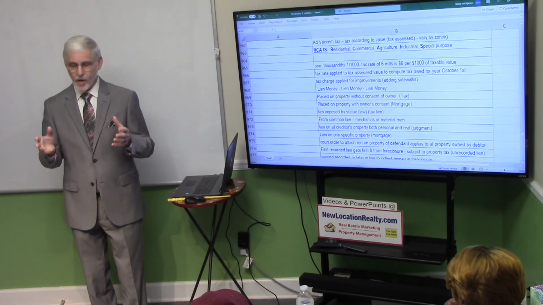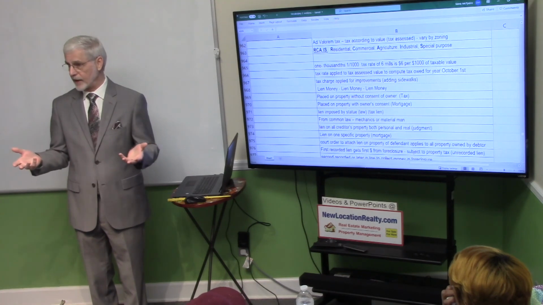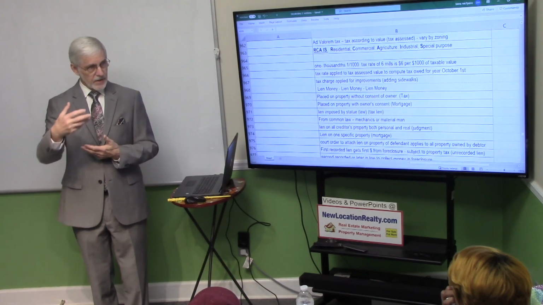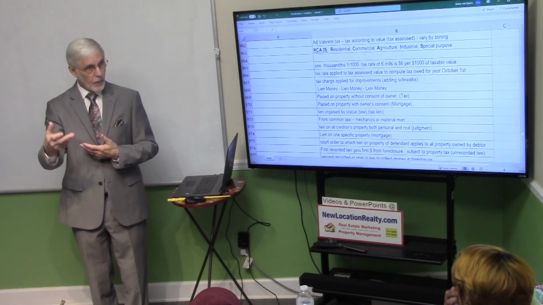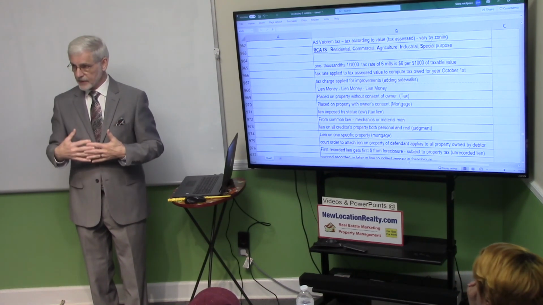Property tax is always there. It's always an unrecorded lien. They don't have to record that, because if you're going to sell the property, the closing agent's going to send a letter to the taxing authority, the county, and say, what's owed on this right now? And that's going to get the first money at the sale.